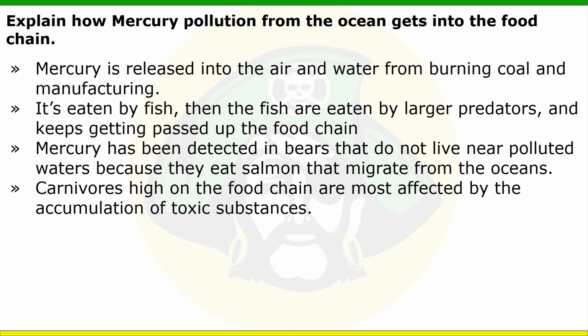Because think about it, one predator might eat a dozen fish, each of those fish having mercury, so they have more in them. Mercury has been detected in bears that do not live near polluted waters because they eat salmon that migrate from the oceans. And then carnivores high on the food chain are most affected by the accumulation of toxic substances.